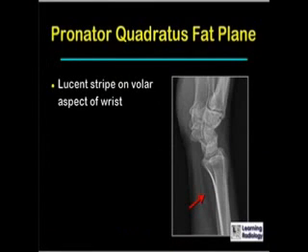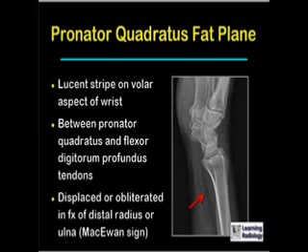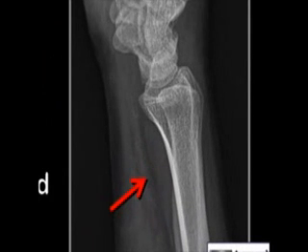The pronator quadratus fat plane is a lucent stripe on the volar aspect of the wrist. It's formed by a lucency between the pronator quadratus and the flexor digitorum profundus tendons. It can be displaced or completely obliterated in fractures of the distal radius or the ulna. It's called McEwen sign.